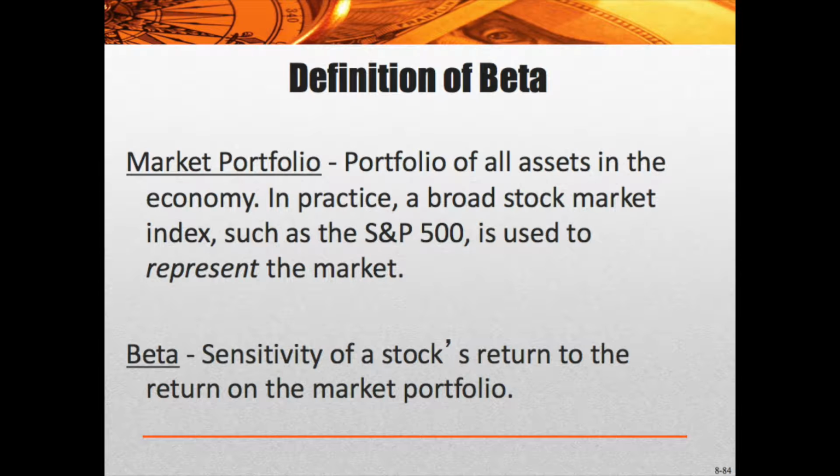So let's look at some definitions. The market portfolio is the portfolio of all assets in the economy. In practice, we use the broad stock market index, such as the S&P 500, to represent the market. That's our proxy for the market. Beta is the sensitivity of the stock's return given the market portfolio, so it's relative to the market portfolio. It's not relative to an absolute number. It's how much it's going to move relative to the S&P 500. If the S&P 500 moves up 10 and it's a beta of 1.0, the stock should move up 10.